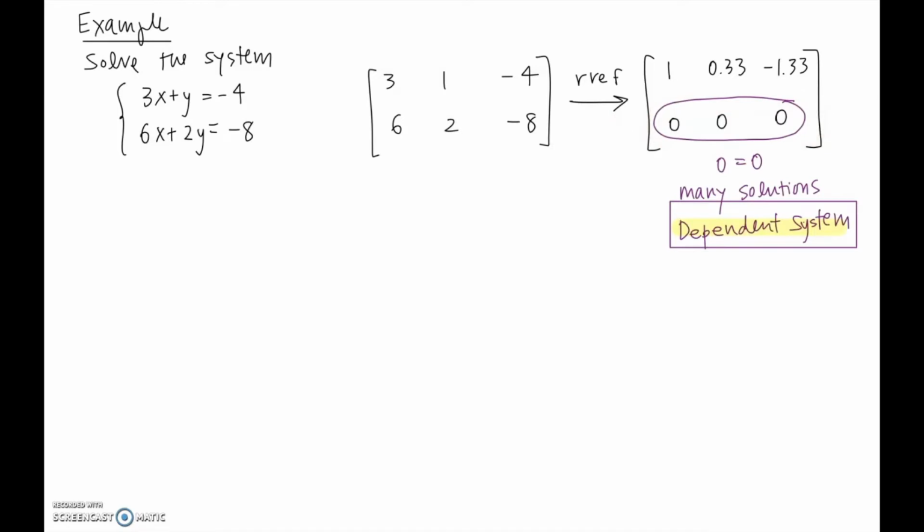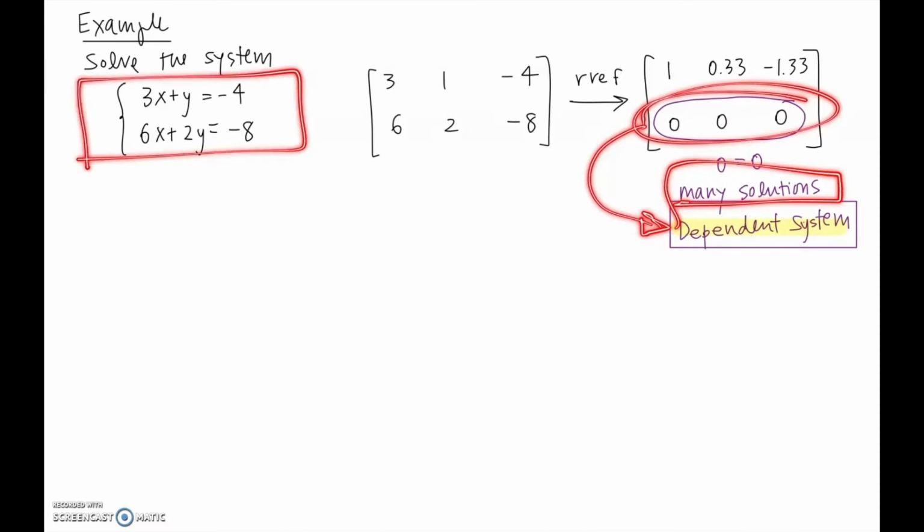So when we go through this process and we end up with a row of zeros at the end, we are in a dependent system. We have a system that has many solutions. So these are probably the same exact line, just sitting right on top of each other.